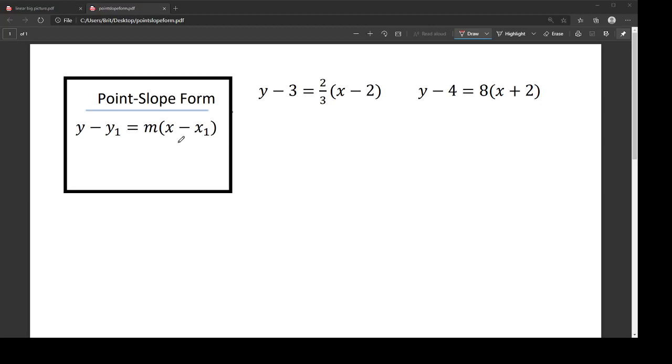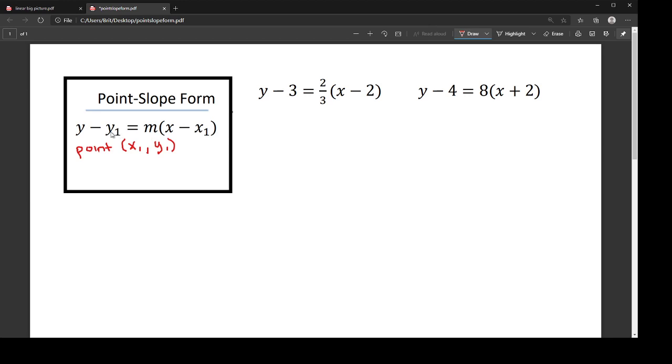Point slope form of the equation is written like this. It reads y minus y sub 1 equals m times x minus x sub 1. Alright, so these little subscripts, those little tiny ones that are here, are describing the ordered pair for a specific point that's on the line.